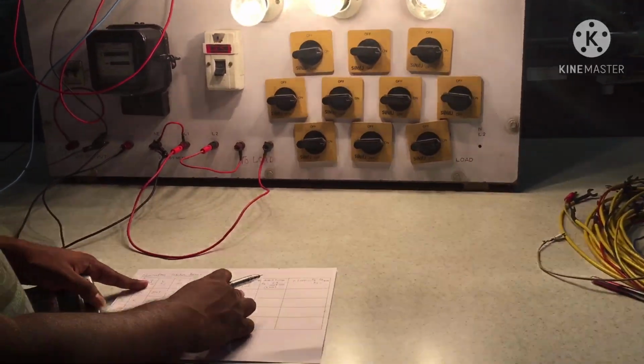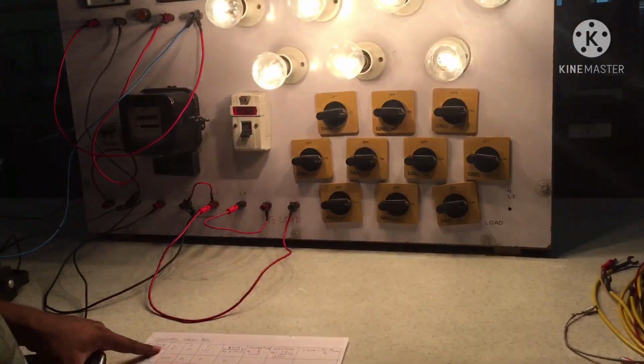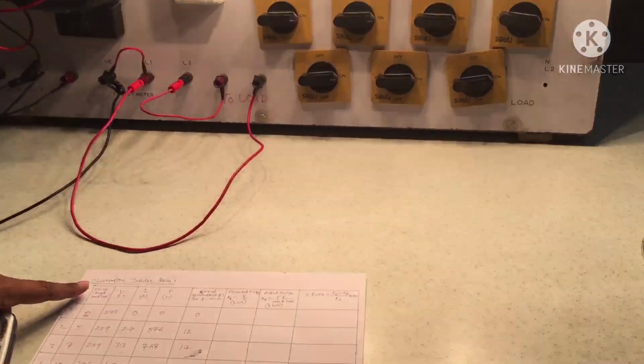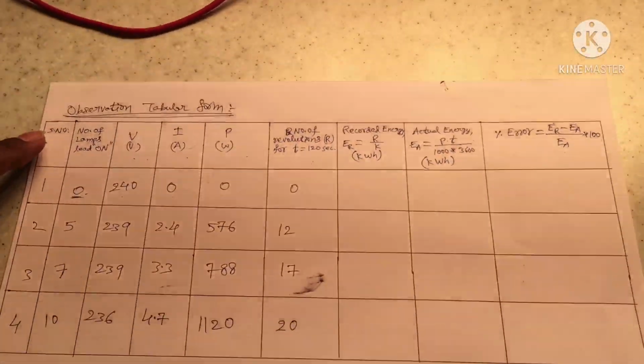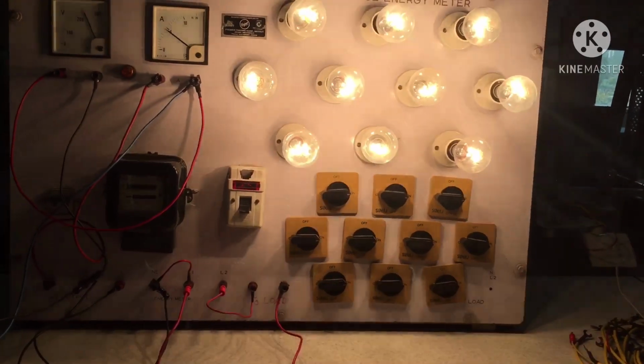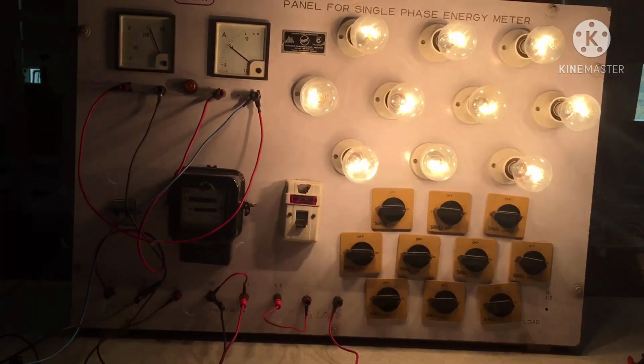Now we have to fill this tabular form by substituting these values. We have to calculate the recorded energy, actual energy, and percentage error. Now I am going to switch off all the lamps and then I am going to switch off the MCB.